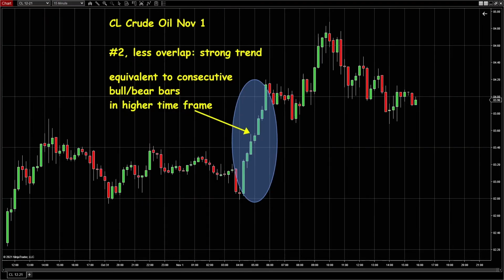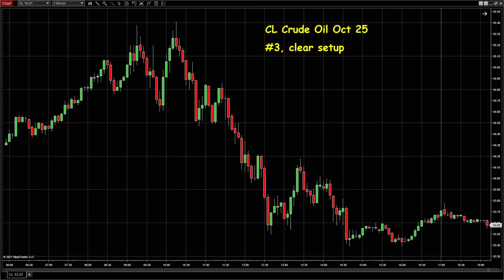Less overlap is equivalent to consecutive bull bars or bear bars in a higher time frame. If we switch from the 5-minute chart to the 15-minute chart, we can see that there are consecutive bull bars leading to a strong trend. Clear setup also means the trend will be very strong.